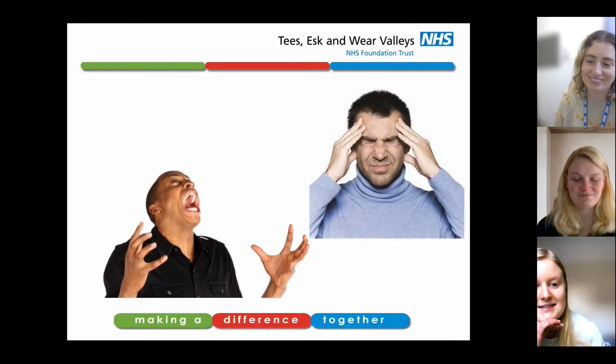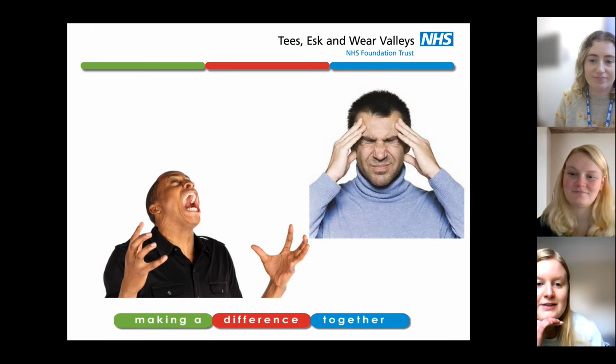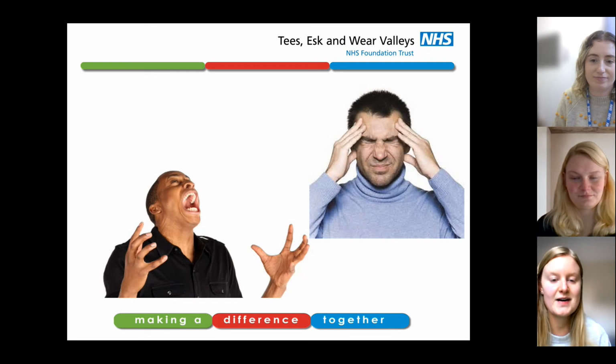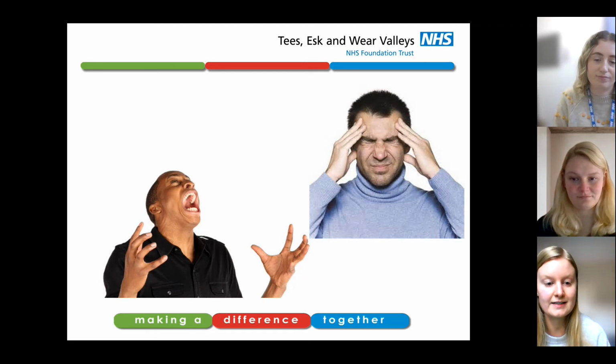The next slide then, we have two individuals here who look very angry. So we can see that the guy on the left has his hand raised, the guy on the right has his hand raised to his head. So their reasons for communicating again could be frustration, they might be angry. So again, all possible reasons for communication here.